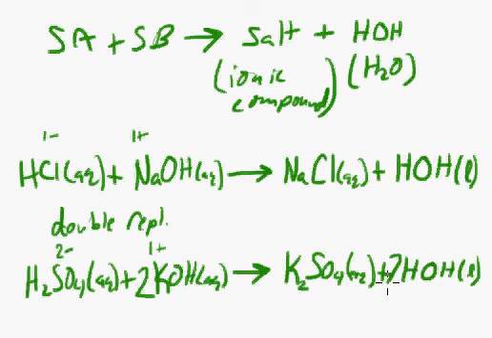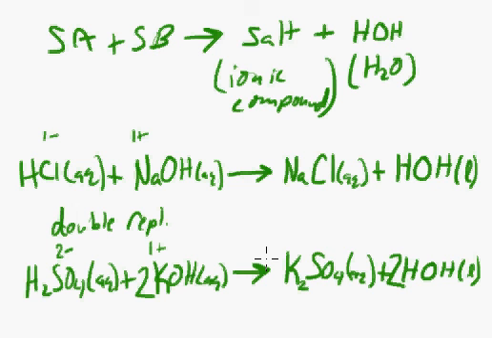So we need to put a coefficient of 2 to make 2 hydrogens and 2 hydroxides. And so now this reaction is balanced. Again, we made a salt, an ionic compound, and water, H2O. So strong acid and strong base, not too bad. Very familiar with these double replacement reactions, so nothing too new here.